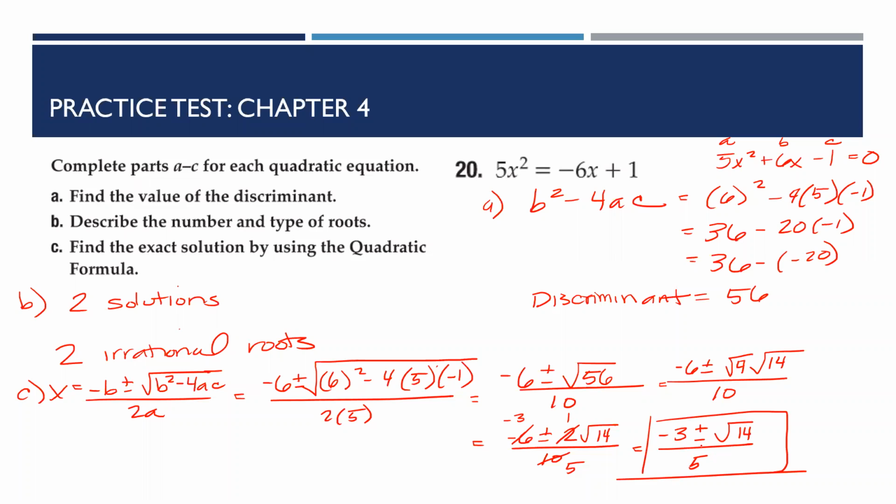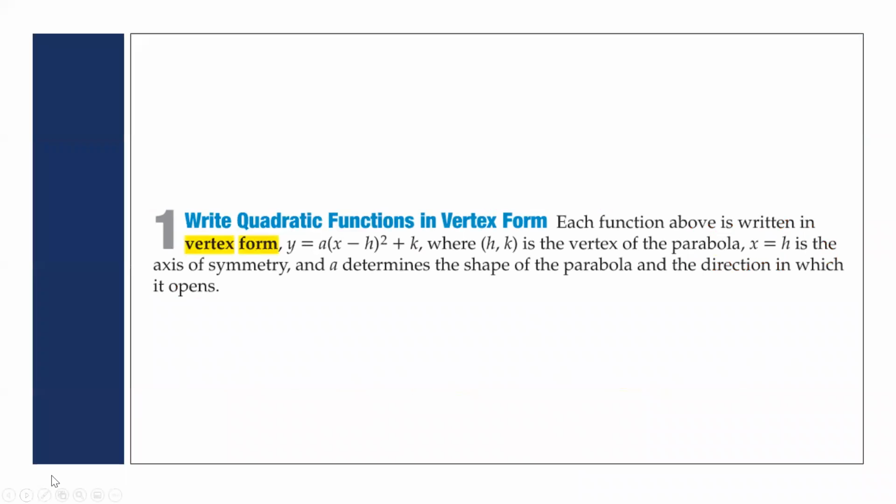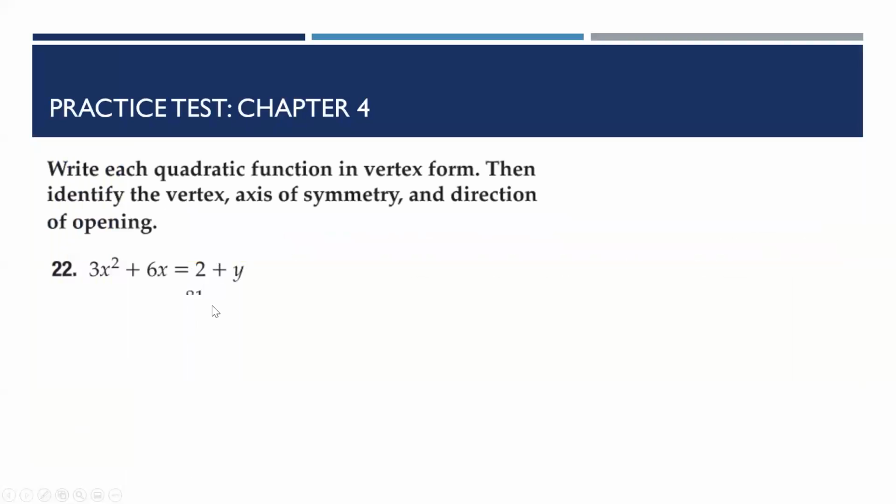So notice these are irrational, right? We would have to put this in a calculator to get a decimal approximation. All right, so the next section talks about vertex form, and this is the formula here. You're going to be asked to write a quadratic function in vertex form, then identify the vertex, axis of symmetry, and direction of the opening.